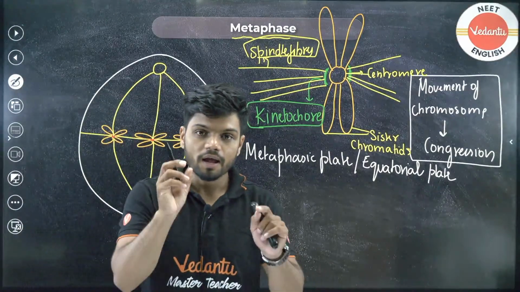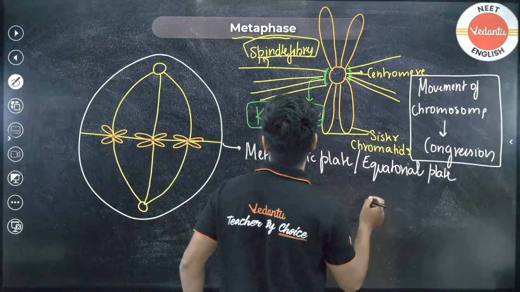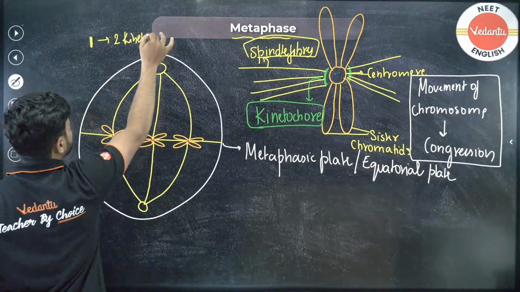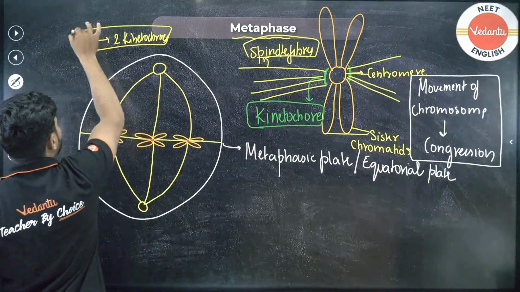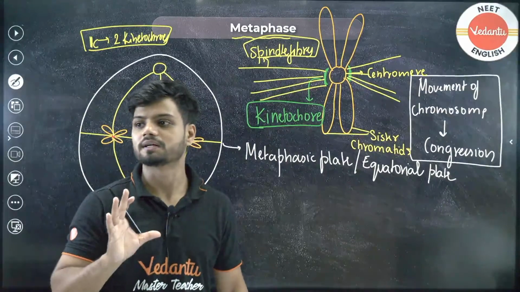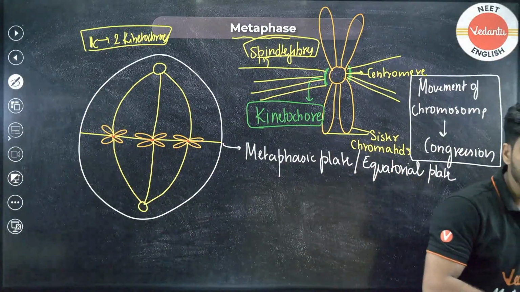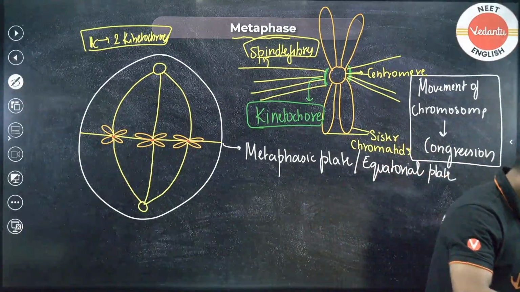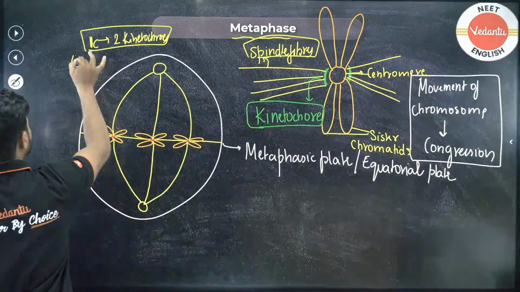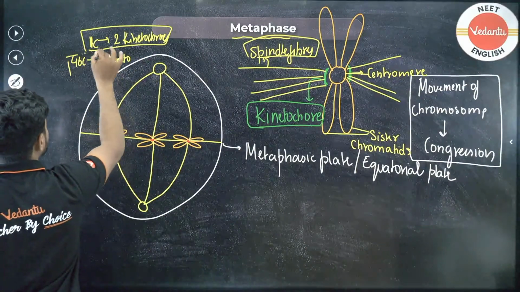Now you tell me in the chat, every chromosome has two kinetochores. One chromosome has two kinetochores. In a diploid cell, how many kinetochores will be present? Tell me in the chat, quickly. In a diploid cell, where we have 46 chromosomes, we'll have 92 kinetochores. Remember that.